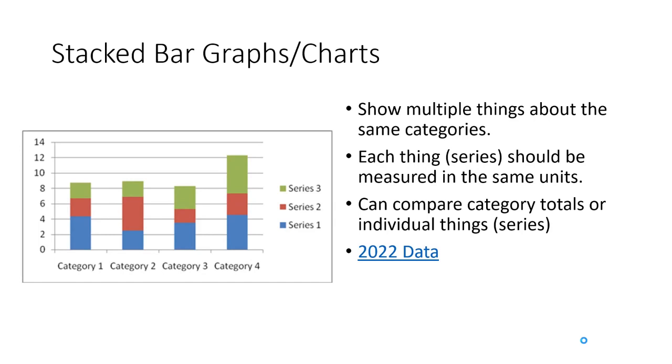So each thing, which is labeled as a series there, each part of the bar, each subcategory there, should be measured in the same units. So I shouldn't be measuring my humanities majors in individuals and my science and math majors in percents. I want to make sure I do it in the same units. So this allows us to compare things as the whole category or as the subcategories, which are called series here.